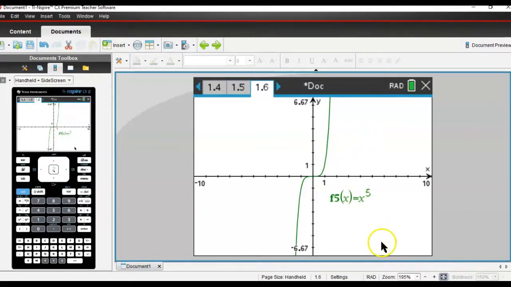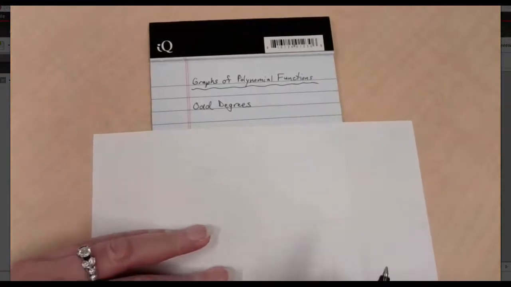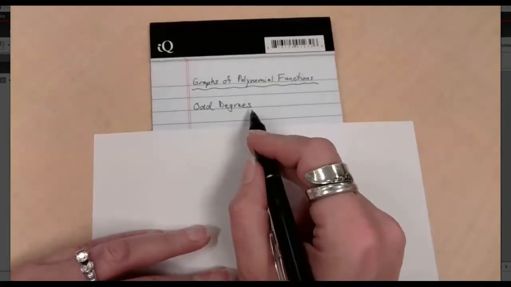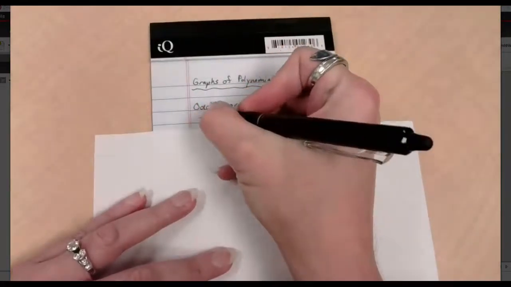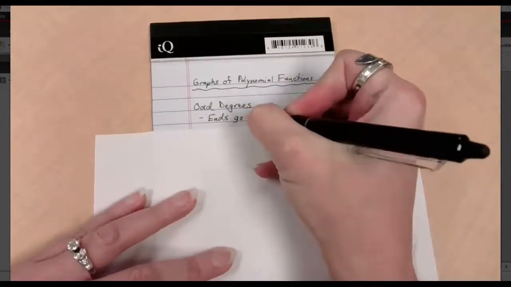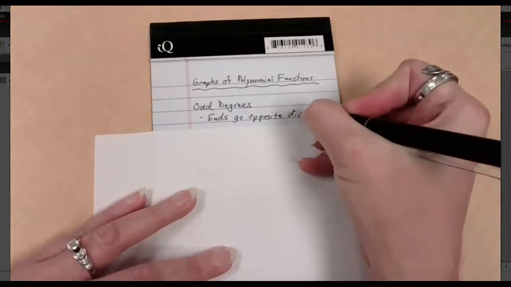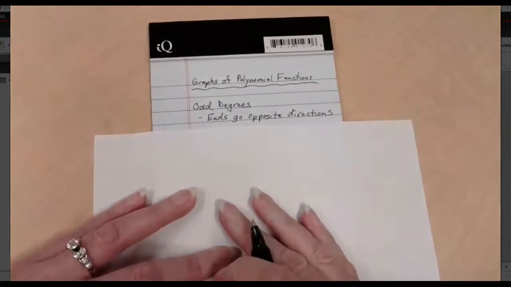All right. So let's see what you think, and let's do some recording of our observations here. If we have an odd degree, so it's x to the first power, or third power, or fifth power, or 28th power. Oops, I lied. 29th power. There we go. These are all odd degrees, and so if we observe the ends of the graphs, the ends go opposite directions. One of the ends goes up, one of the ends goes down, but the ends are going opposite directions.